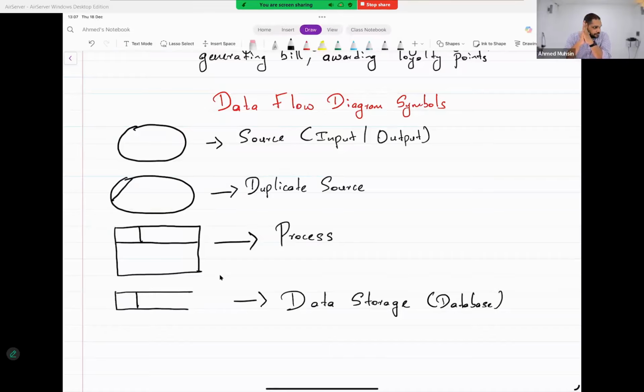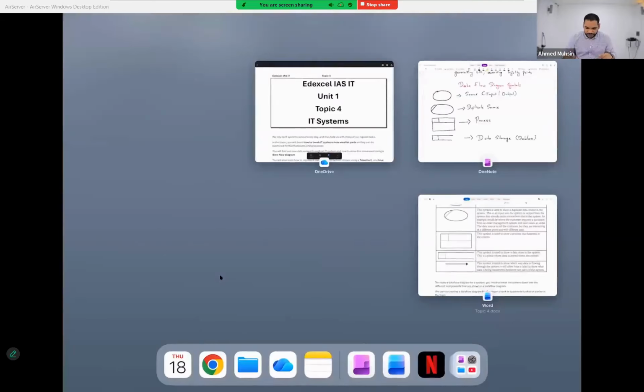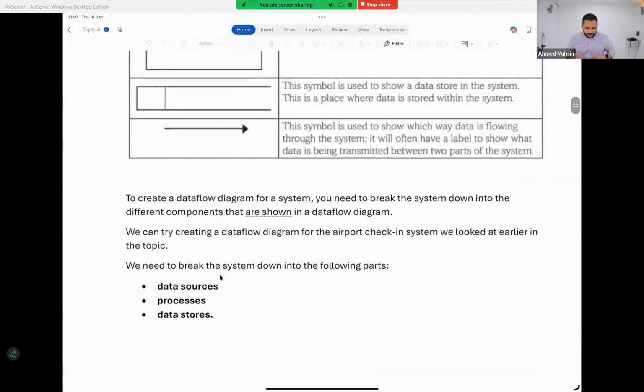Shall we look at an example, guys? Again, the airport check-in system. Shall we have a look again at the airport check-in system? You'll have your pencils with you, not to draw on the tute itself, just to understand it. Can you all read with me now? We can try creating a data flow diagram for the airport check-in system we looked at earlier in the topic. This is from your textbook. Your textbook had the same example.